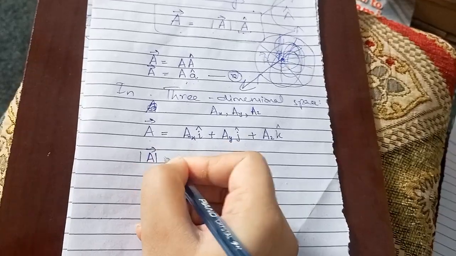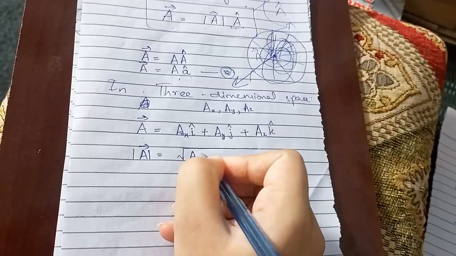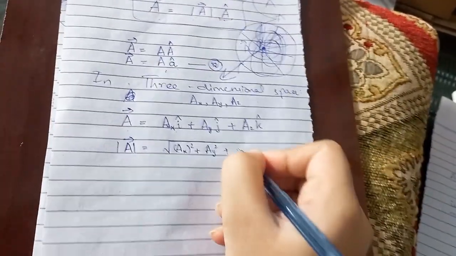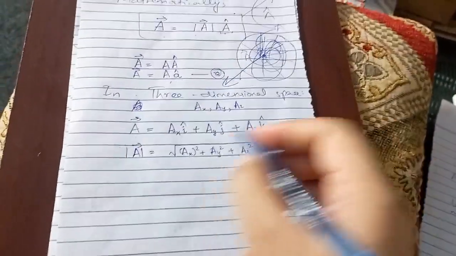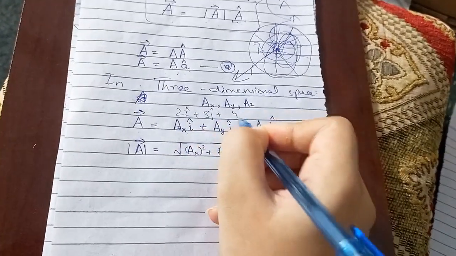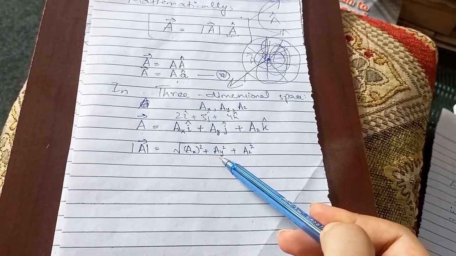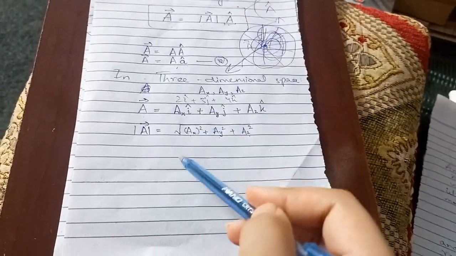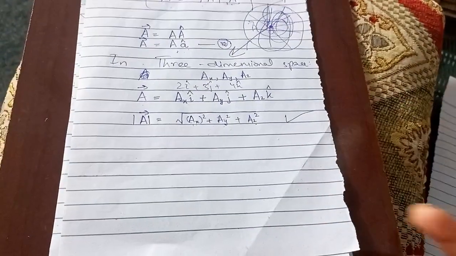We can calculate it very simply by taking the square root of the x component squared plus the y component squared plus the z component squared. Use brackets or not, it's your choice. For example, if you are given 2i hat plus 3j hat plus 4k hat and want to find its magnitude, you do 2 squared plus 3 squared plus 4 squared. You simply take the squares, add them up and take the square root, and you get the magnitude of the vector. This is the method to calculate the magnitude of a vector.